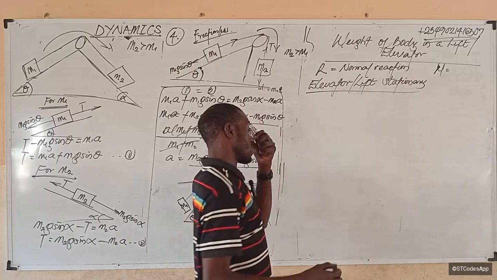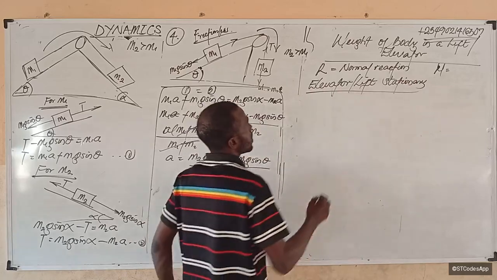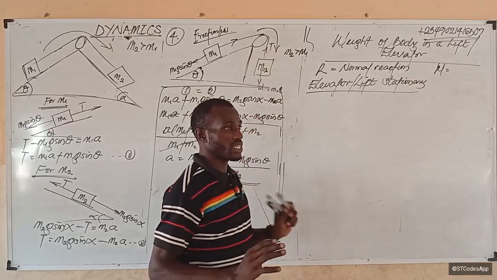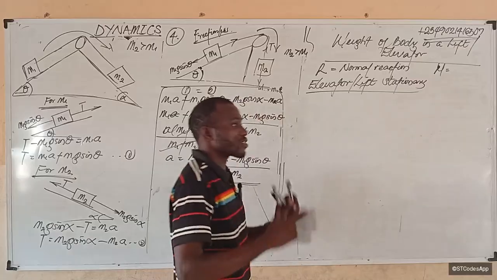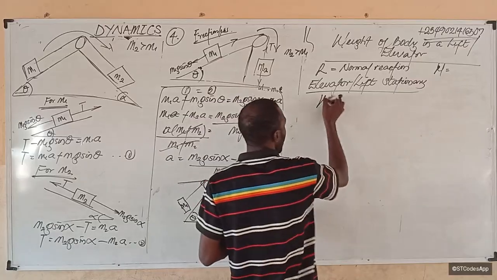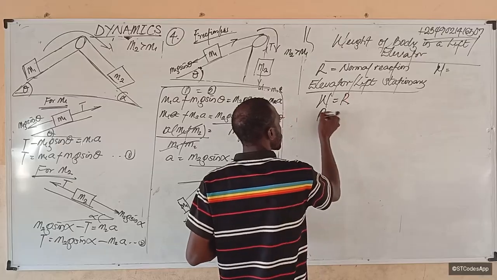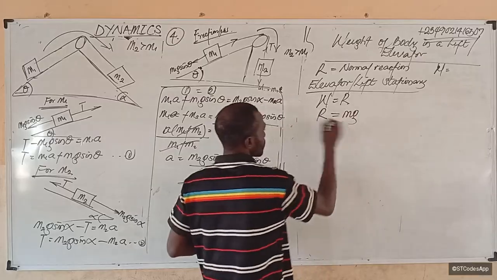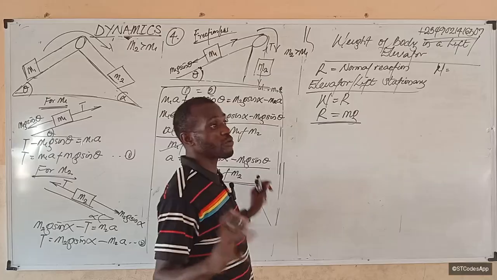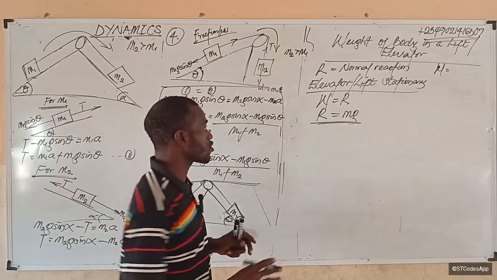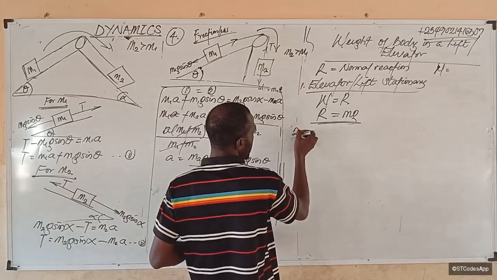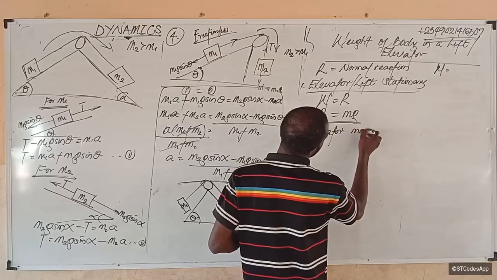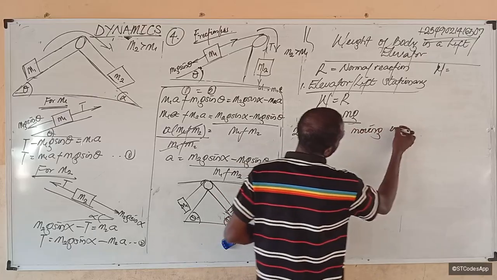When the elevator is stationary, what will happen? If the lift is not moving, the weight of the object will be exactly equal to the normal reaction. So what will be recorded, R, will be equal to the weight, which is mg, of the body. So the actual weight of the body is recorded when the lift is not moving. So that's case 1. In case 2, the elevator is moving upwards.